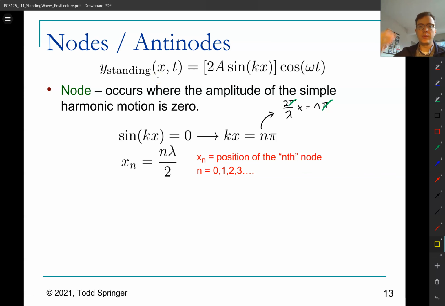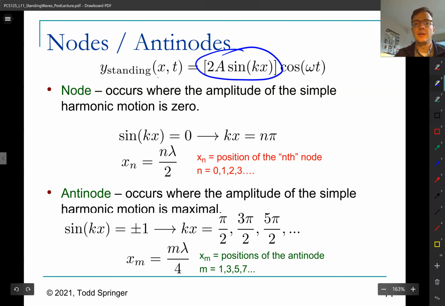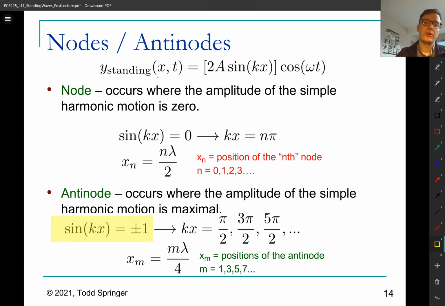The antinodes are where the oscillation is the biggest. So that's where my amplitude out in front, this thing, is equal to plus or minus 2a. So in other words, my sine function has to be the biggest it can possibly be, which is plus or minus 1. So where does my antinode occur? It occurs when my sine is maximal. My node occurred where my sine was minimal, where it's equal to 0. When does that happen? It happens when the argument of the sine function is equal to pi over 2, or 3 pi over 2, or 5 pi over 2, or 7 pi over 2, and so on, odd numbers, right?